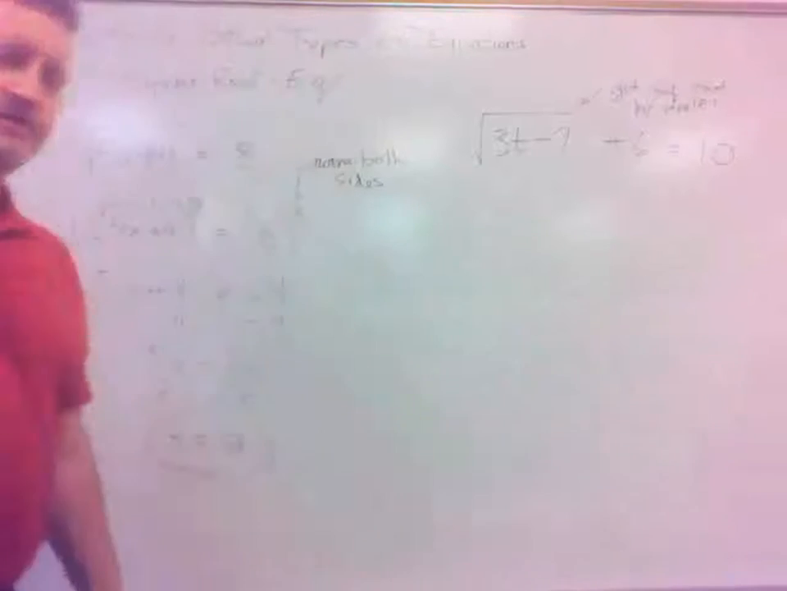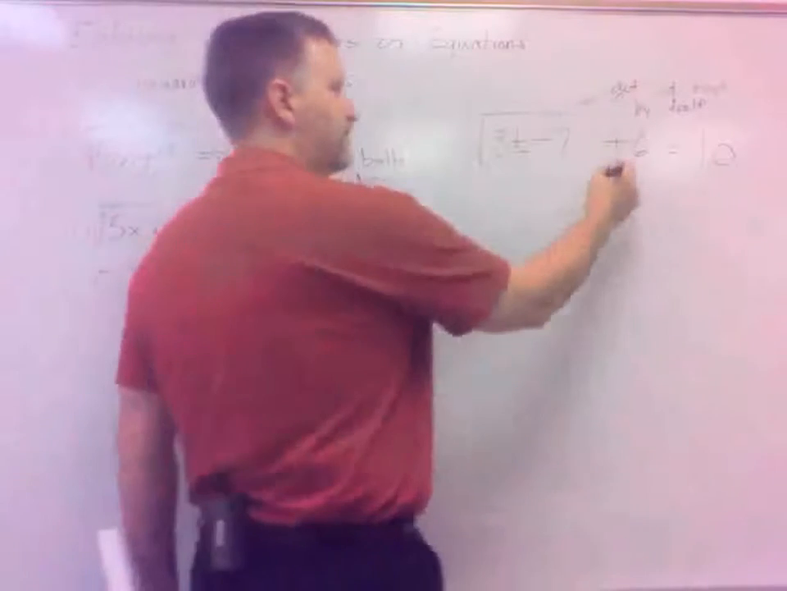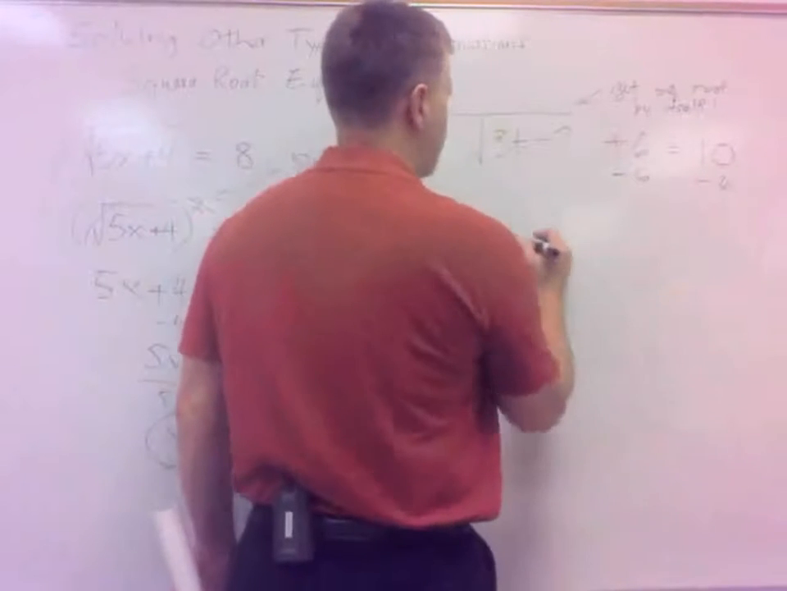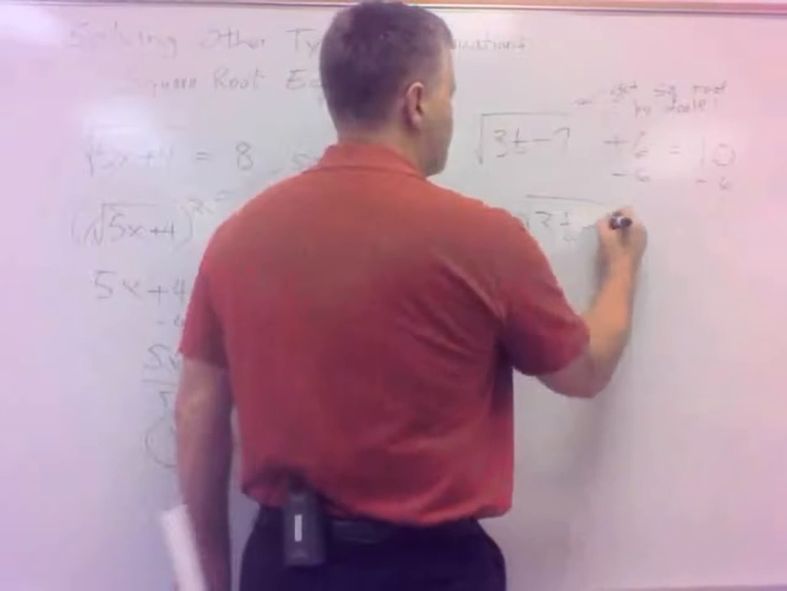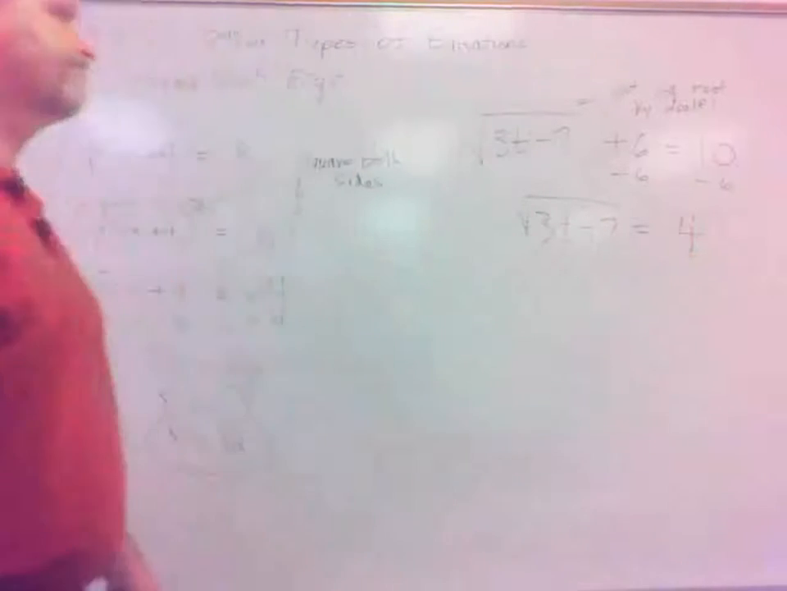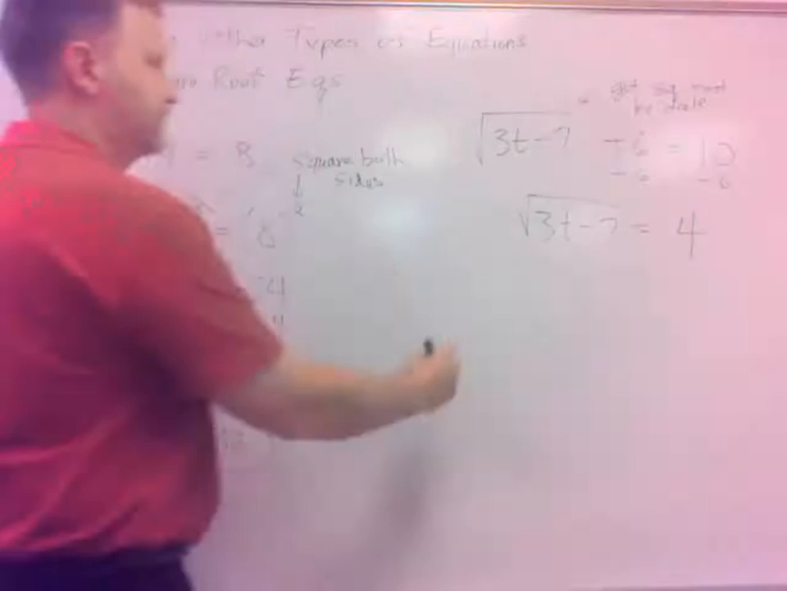For this squaring of both sides to work, you need the square root by itself. So how would I get the square root by itself? Move the 6, which would be, subtract it. Subtract 6, so the square root of 3t minus 7 equals 4. Yeah, then it's set up, square both sides.